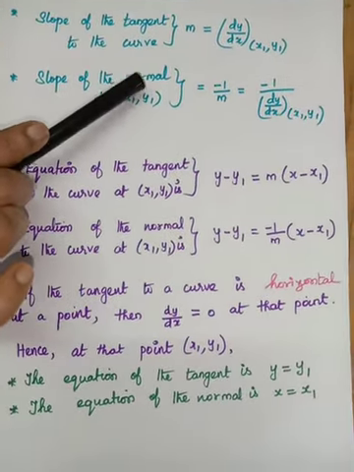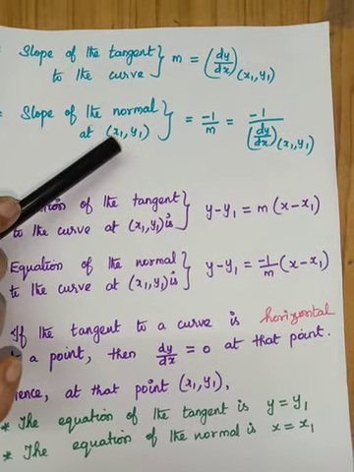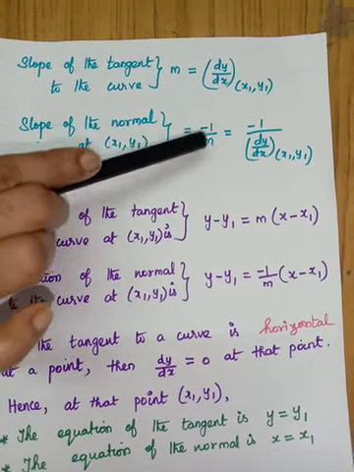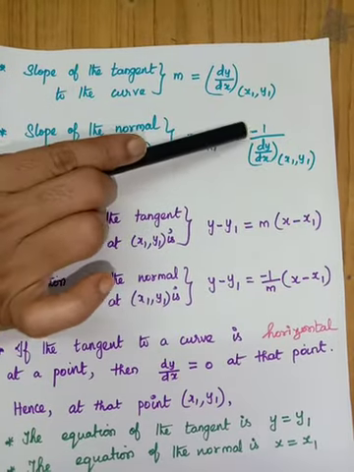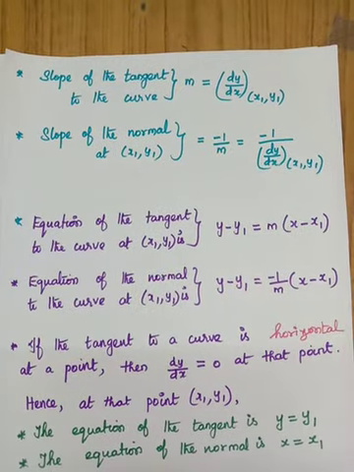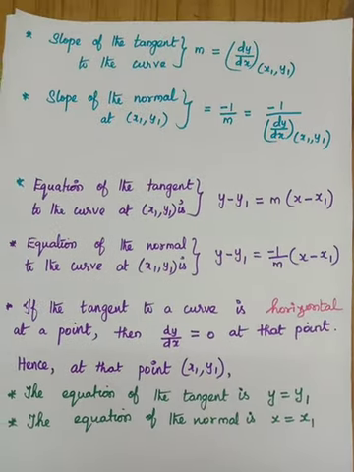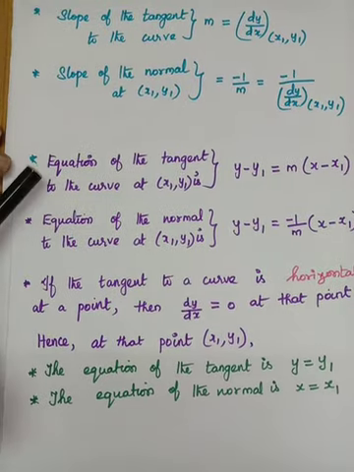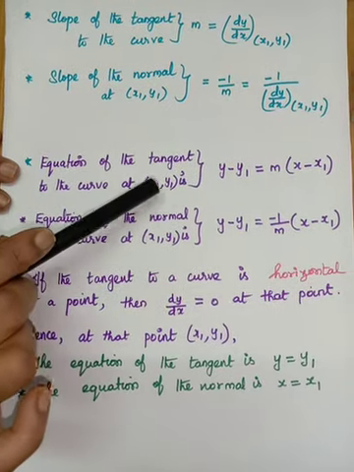Next, the slope of the normal to the curve at x1, y1. So, normal is a perpendicular line, whose slope is denoted by minus 1 by m. It will be written as minus 1 by dy by dx at x1, y1. So, slope of the tangent is denoted by m and the slope of the normal is denoted by minus 1 by m. Okay.